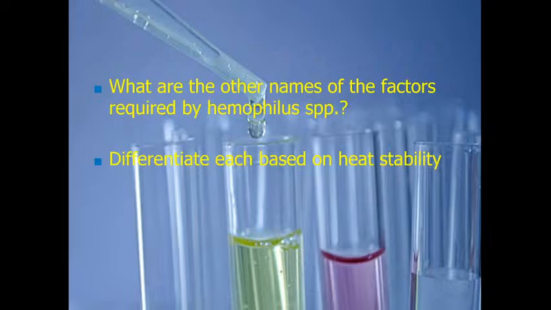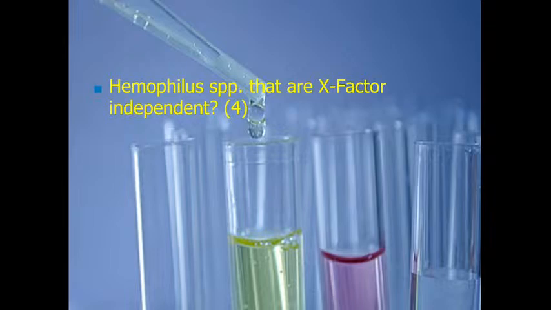Therefore, even with extended heating, you might still have remnants of X factor. But if you heat a particular sample, a particular culture media that is enriched with V factor, you wouldn't be able to grow the organisms there because it's heat labile. Okay? Now, Haemophilus species that are X factor independent, you have a lot.